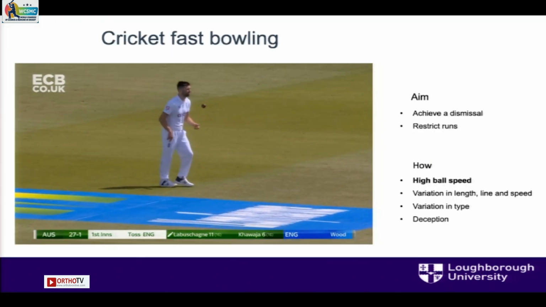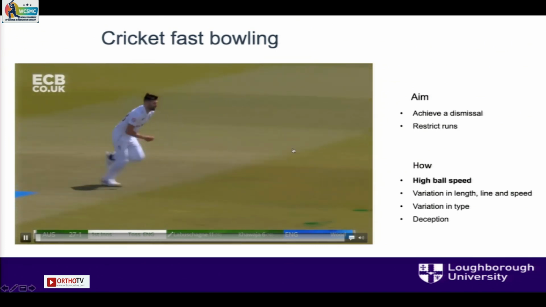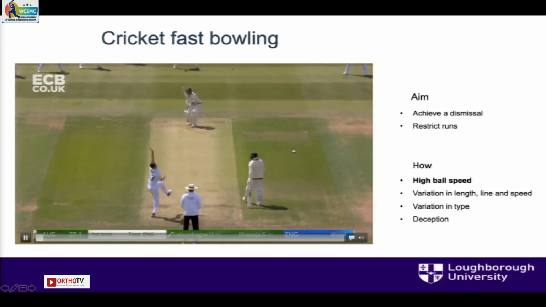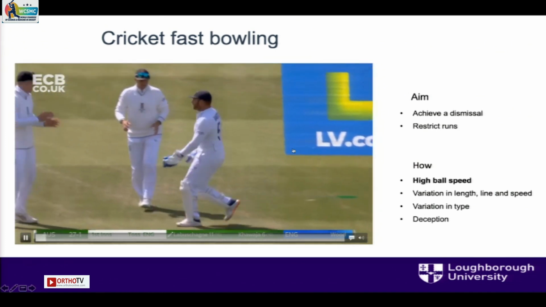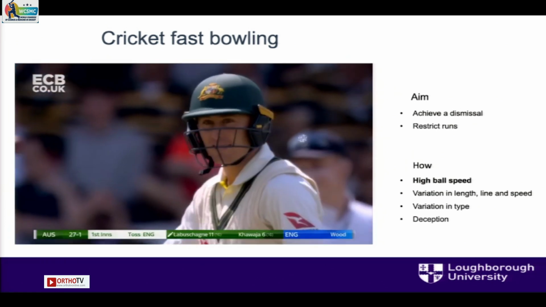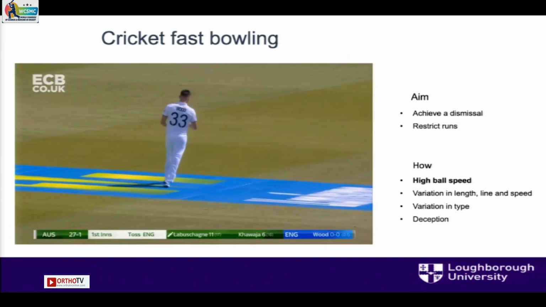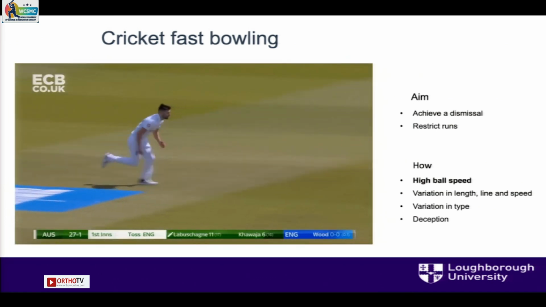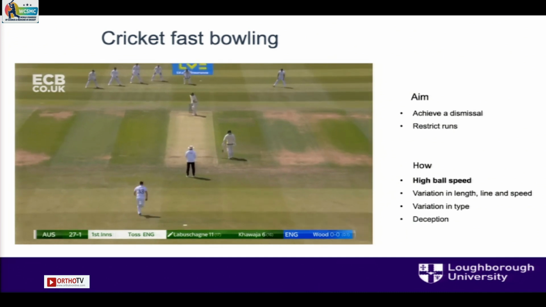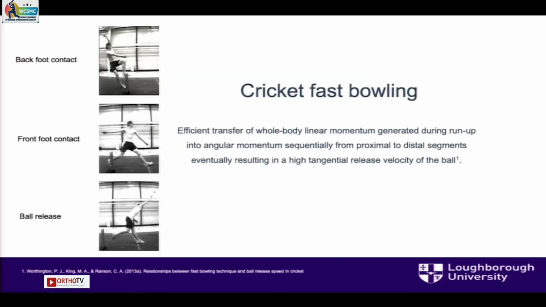So we all know about fast bowling. Just quickly, the aim of the fast bowler is to achieve a dismissal or to restrict runs. The way they do that is by achieving high ball release speed or variation in length, line, and variation in type, or deception. Mechanically, fast bowling involves efficient transfer of whole body linear momentum generated during the run-up into angular momentum sequentially from proximal to distal segments.